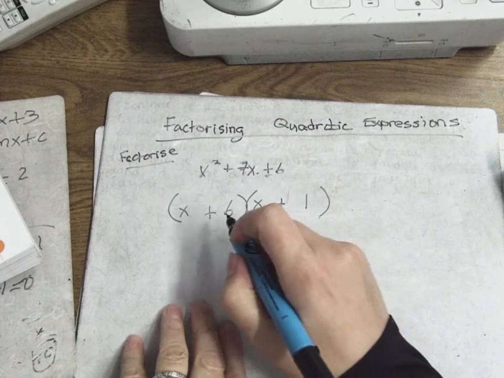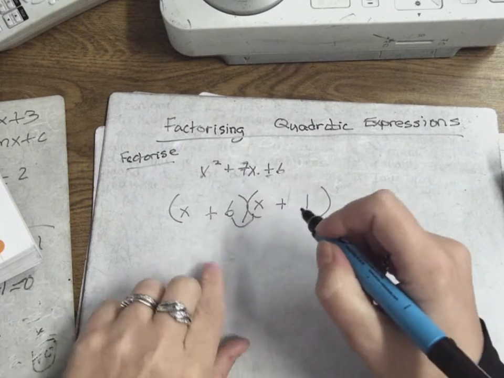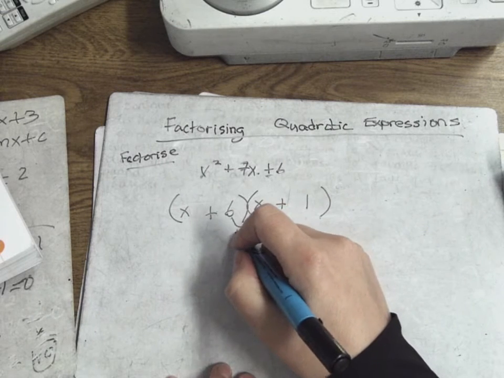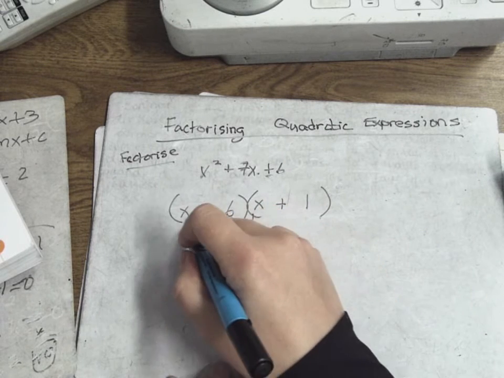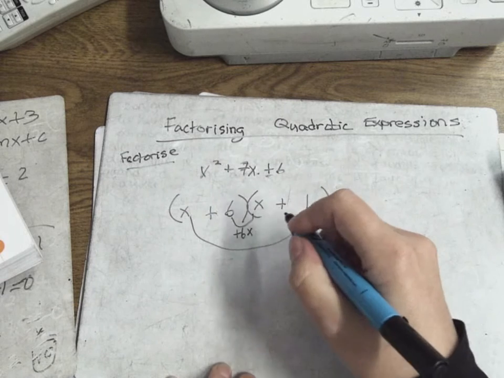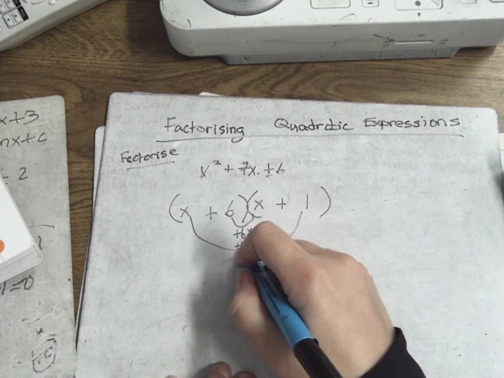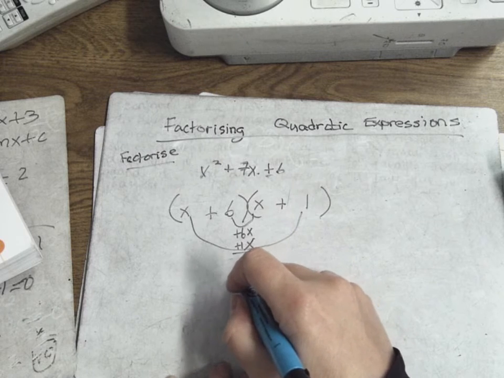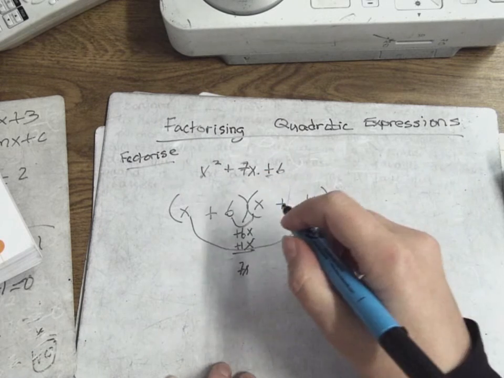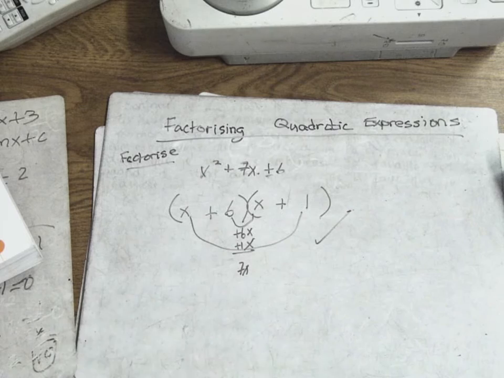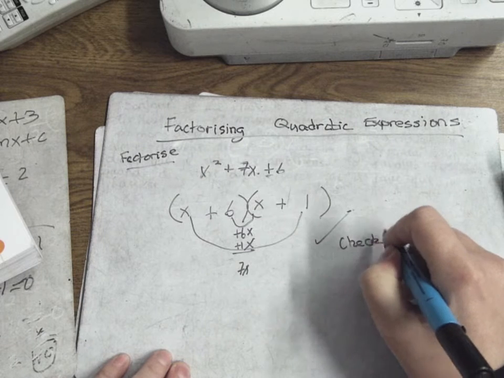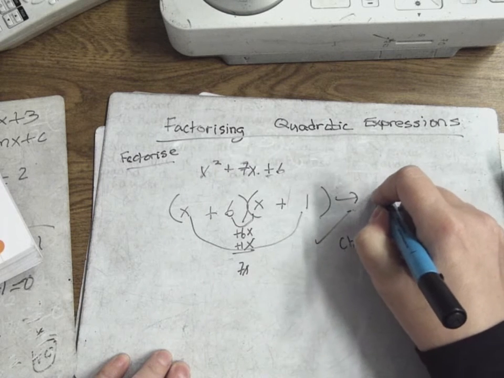To check it, you multiply the two middle terms. So multiply 6 by x, plus 6x. Then multiply the outside terms: x by 1 is plus 1x. What's 6x plus 1x? 7x. That is my middle term, so yes, I have the right answer. That's how you check. So this is the check. This line here is the answer.